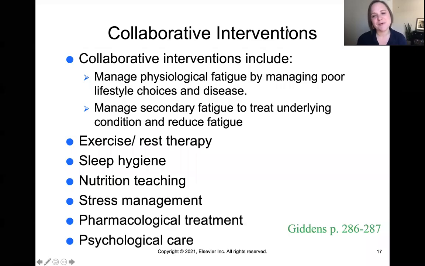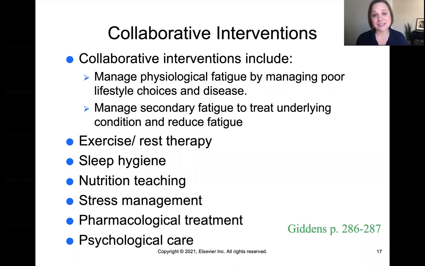Now, there are a number of collaborative interventions listed on this slide. Things like managing lifestyle choices, managing disease states, and assessing medications that patients are on, and if there's something that could be better for them that may not make them as fatigued. Treating underlying causes and reducing fatigue that way, encouraging good sleep hygiene, which we're going to talk about in our sleep lecture. Talking about exercise, it seems counterintuitive, but exercise actually helps reduce fatigue over time.